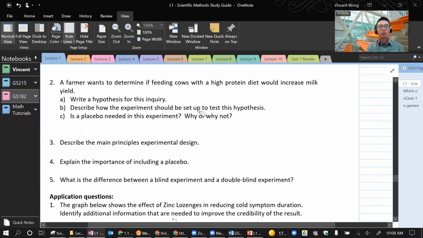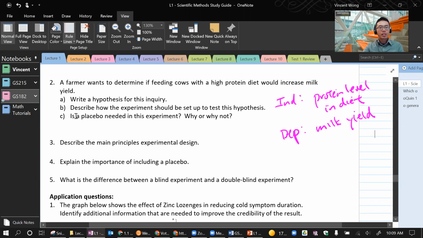Describe how the experiment should be set up in this hypothesis, okay? So we're gonna have cows that are fed with high protein diets, okay? And then we're gonna have cows with regular diet or low protein diet. And then we are going to measure the milk yield. So in this case, the independent variable is going to be protein level in diet, okay? And then the dependent variable will be milk yield, okay?